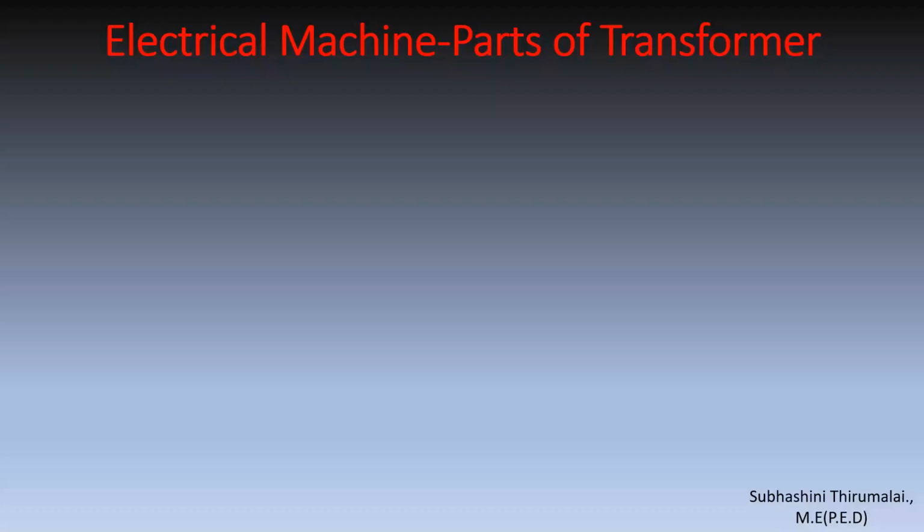This lecture is about electrical machines. Under electrical machines, we are covering the parts of the transformer. In the last lecture, we have seen the internal parts of the transformer and the working principle of the transformer. And now, what are the major parts of the transformer under the installation process?